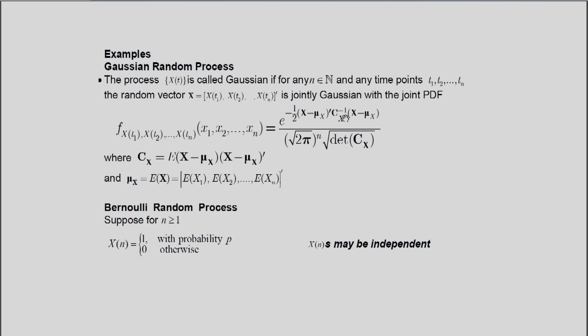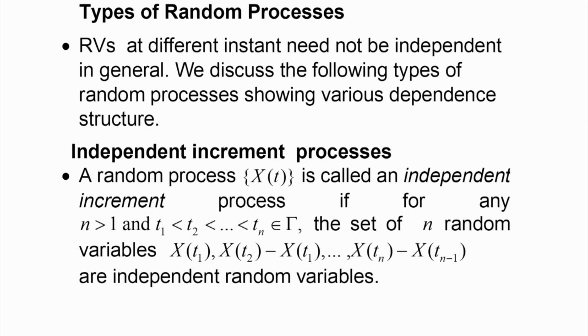So we may have a discrete random process where each random variable is independent of the other random variables. Now in the case of a random process, we know that at different instants we have different random variables. They need not be independent in general. In the case of the Bernoulli process, they may be independent, but they are generally dependent. We can discuss different types of dependence.